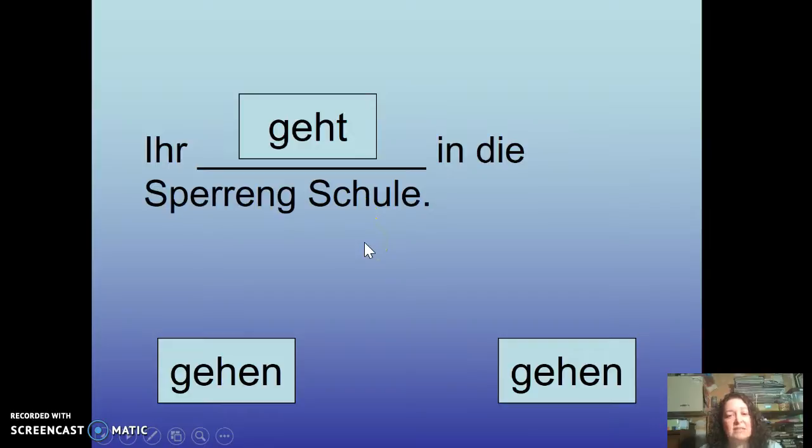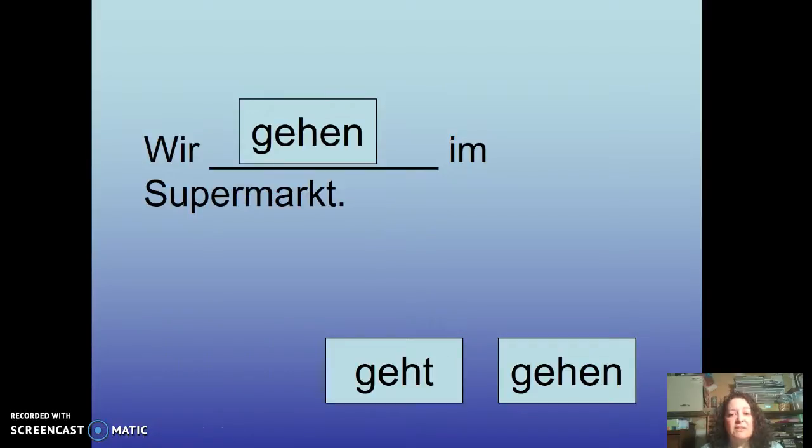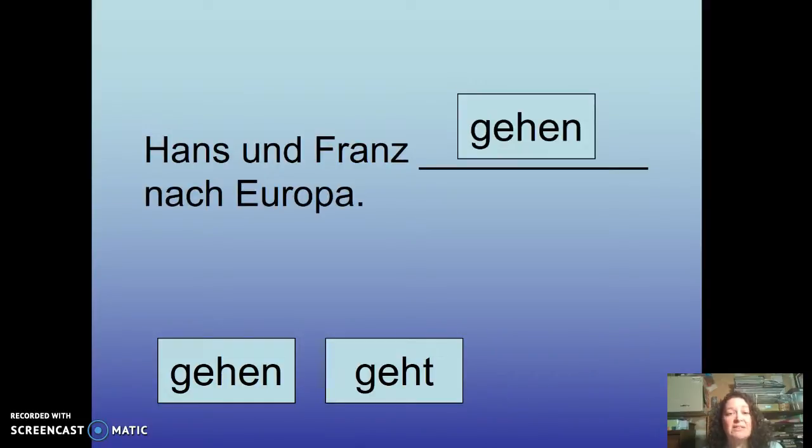Ihr geht in die Sparringschule. You all go to sparring school. Wir gehen im Supermarkt. And did you get gehen? Again, there's two people, so it's like saying they.